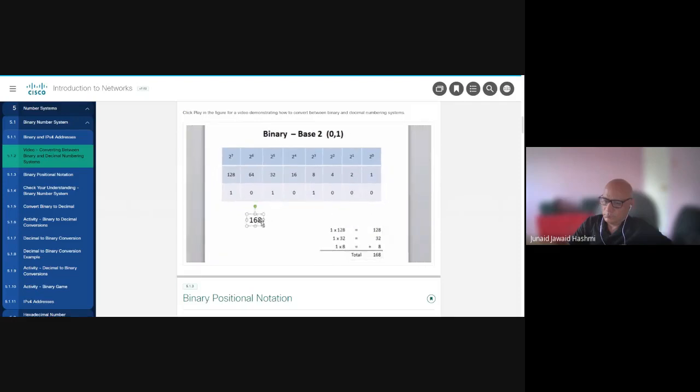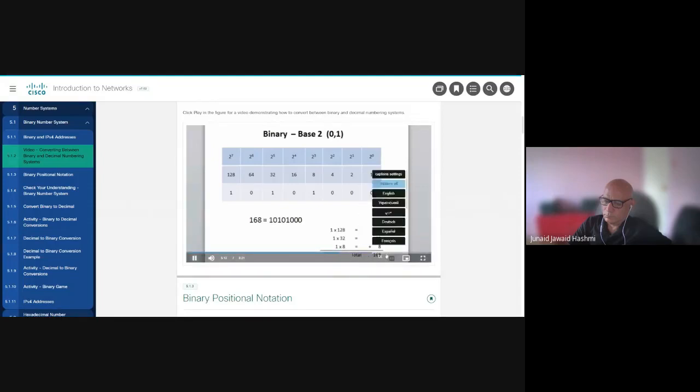And 168 in binary equals 10101000. I now have 128, I have 32, and I have 8. And 128 plus 32 plus 8 equals 168.